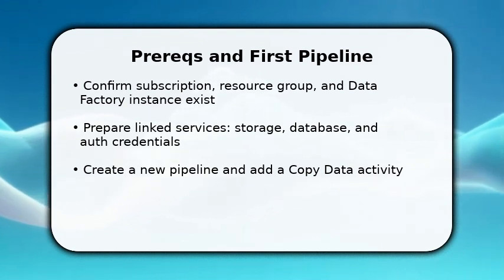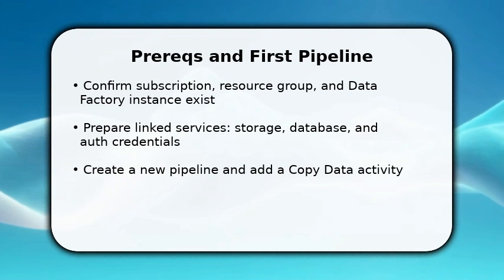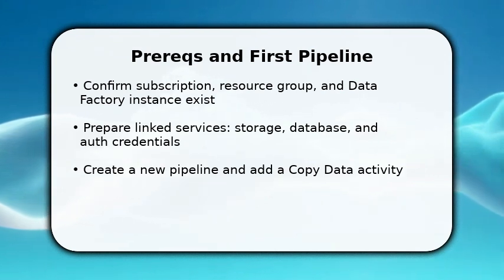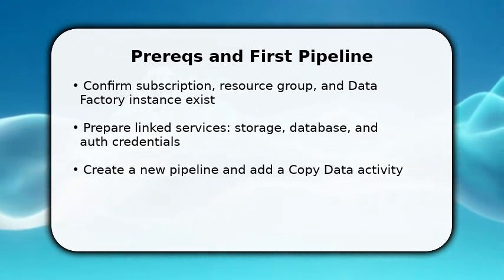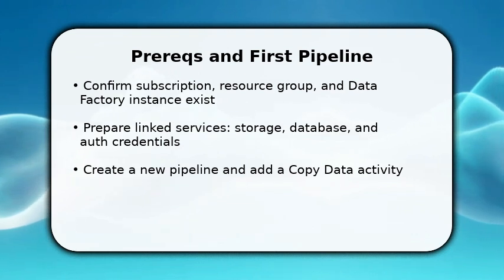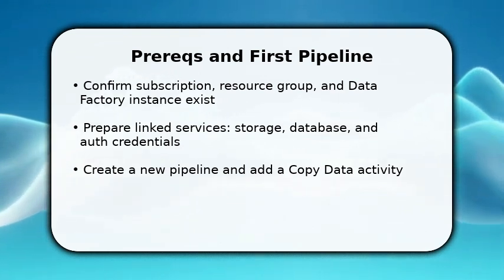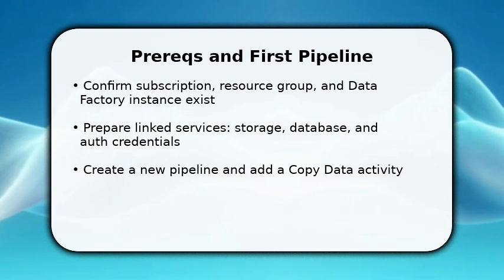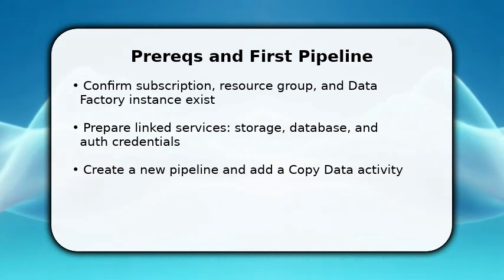Create a new pipeline and drop a copy data activity into the canvas to start moving data. Once done, configure source dataset and sink dataset fields. Make sure to save after each change so you don't lose mapping work and can run a debug without errors.